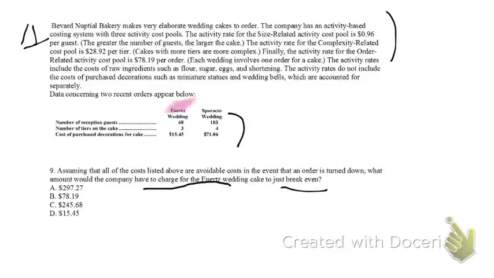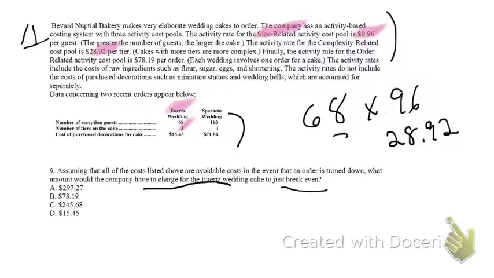Number of reception guests is 68, so we've got to take 68, which is the number of guests, and each guest gets a size-related activity pool of 96 cents per guest. So I'm going to take that 68, multiply it times 96 cents. Then we have three tiers to this particular cake, and the activity rate for the complexity is $28.92 per tier. So I've got to take $28.92 per tier, multiply that by 3 tiers. So that's part of my cost of this product.